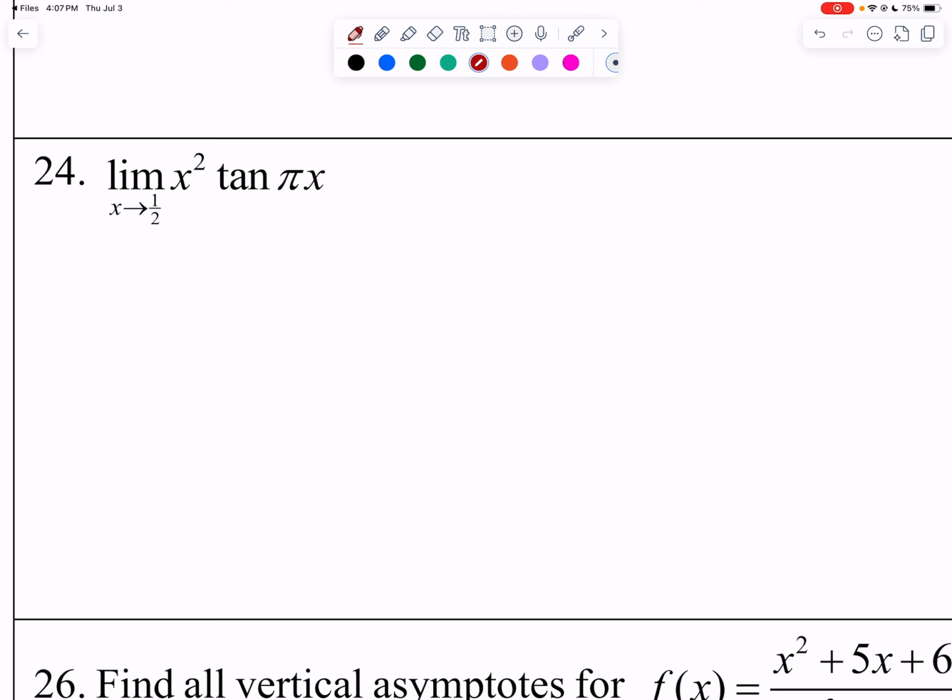All right, looking at number 24 here, if I were to do the limit as x approaches 1/2 of x squared times tangent of pi x, one thing to note here is that if I were to substitute in 1/2, I'm going to get 1/4 tangent pi over 2. Now, the problem with this is that pi over 2 is undefined.